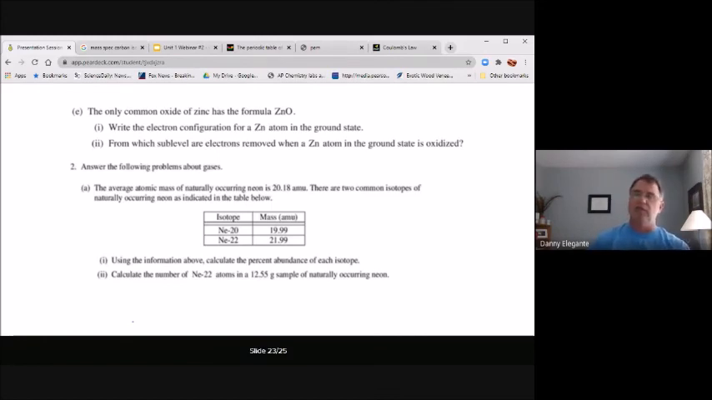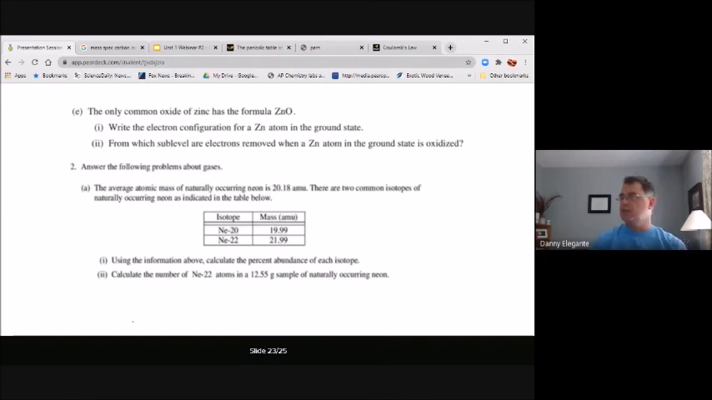From what sublevel are electrons removed when a zinc atom is oxidized? So that requires a little bit of knowledge. Oxidation means losing electrons. And from which sublevel are they removed? They're talking about the 2s or the 2p, the 4s, the 3d. That's what they want you to ask. And again, you always lose those valence electrons first.